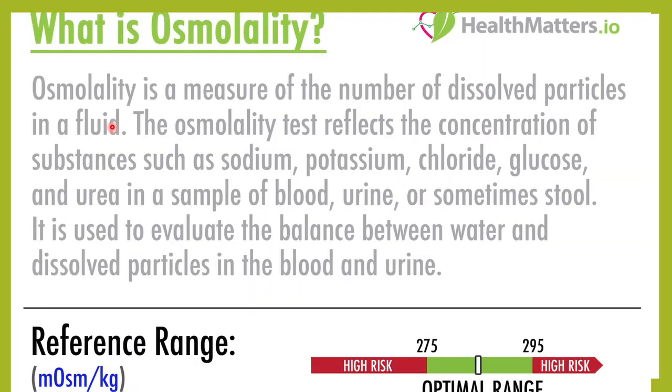So osmolality is the measure of the dissolved particles inside a fluid. What fluid? It could be plasma. Osmolality means the amount of solutes which are dissolved in the plasma. Urine osmolality is the amount of solutes which are dissolved in the urine. So this osmolality test will give us the concentration of substances, either sodium, potassium, or glucose. It is used to evaluate the balance between water and the dissolved particles in the blood and the urine, and this is the optimal range of osmolality, 275 to 295 milliosmoles per kg.